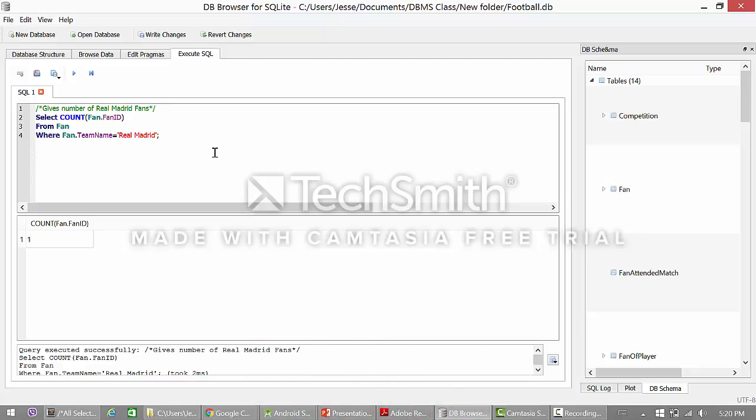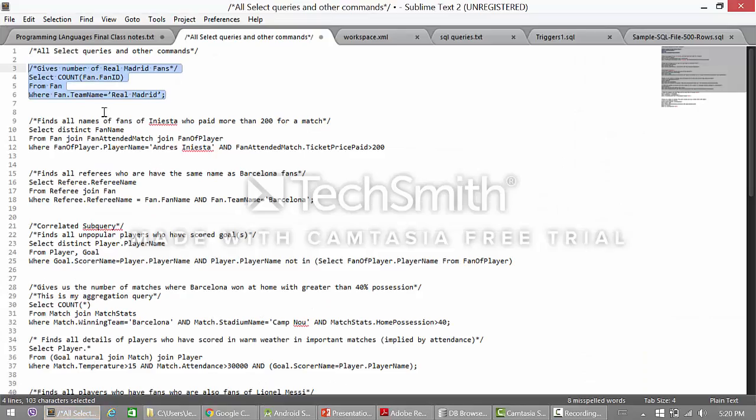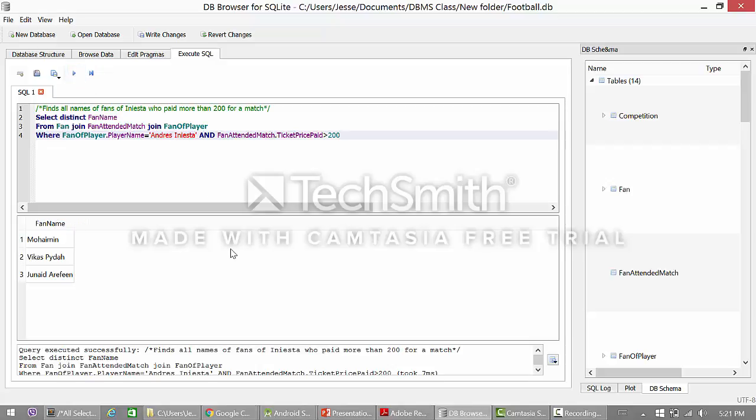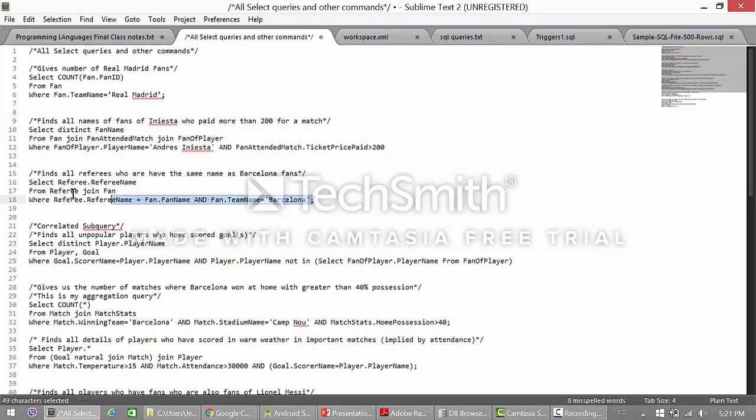So the first query gives the number of Real Madrid fans, and if we execute it, we get a count of 1. Now let us try the second query. This query finds all information of fans of Andres Iniesta who paid more than $200 for a match. So we're basically looking at rich fans of a particular player. Let's run it, and we see that we find all 3 fans who are fans of Iniesta and paid a ticket price of over 200.